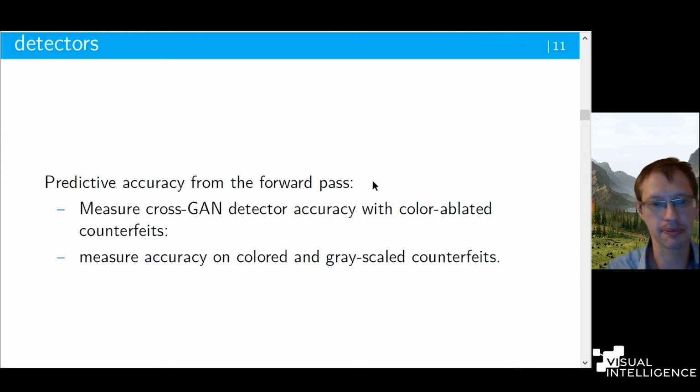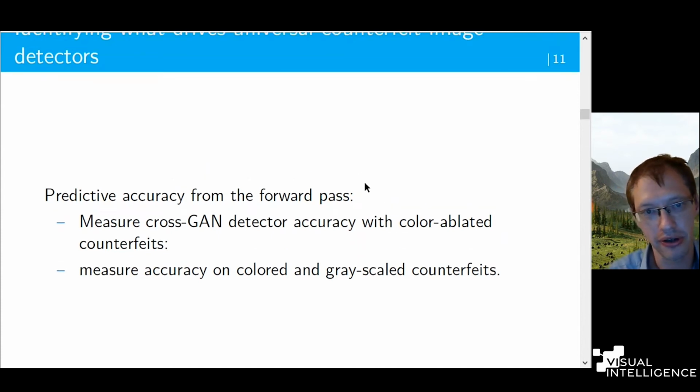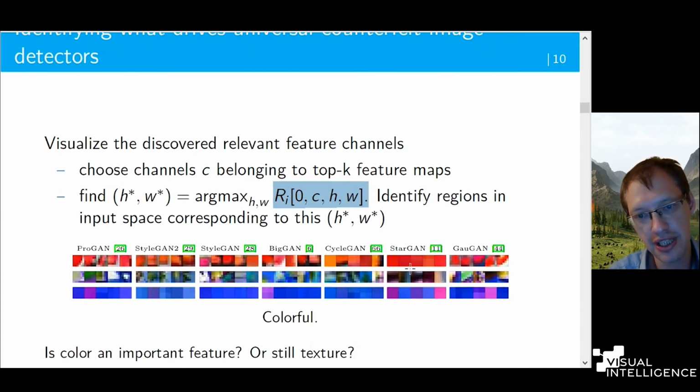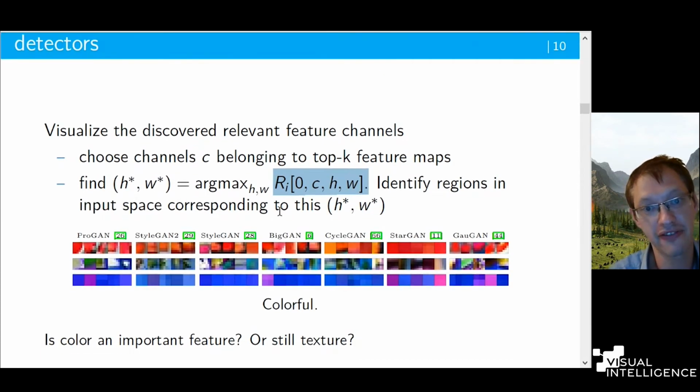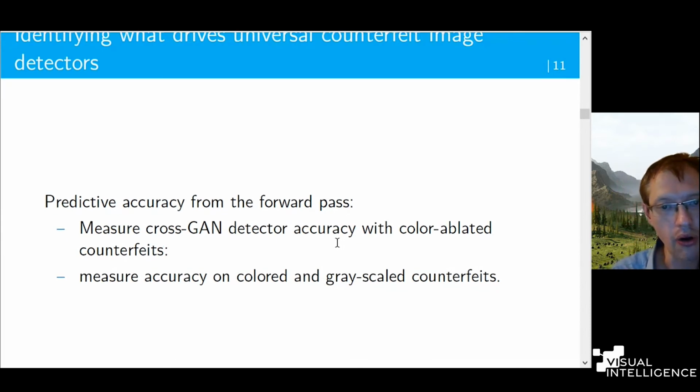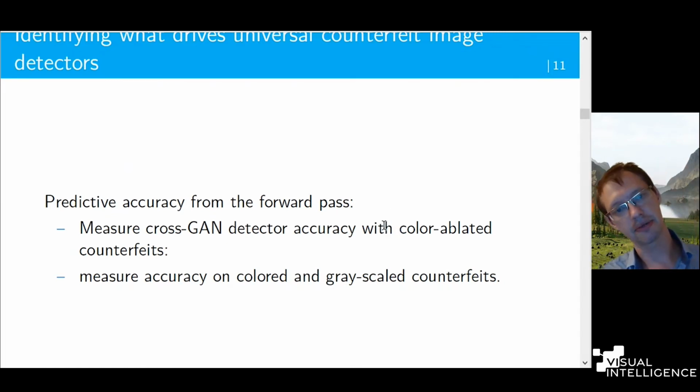So what can we do in principle to see whether color is really important or not? Because we found the feature channels, we found the spatial patches for these feature channels that have the maximum relevance, not the maximum activation, maximum LRP relevance. In principle, we can measure the detector accuracy across GANs with color-ablated deepfakes. We take deepfake images, grayscale them, and see what happens.